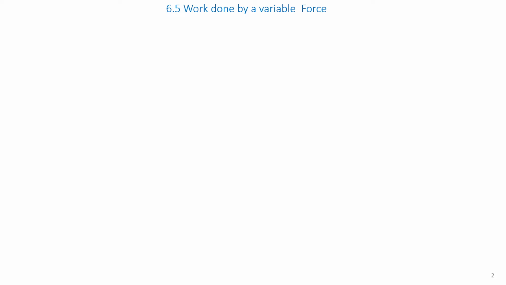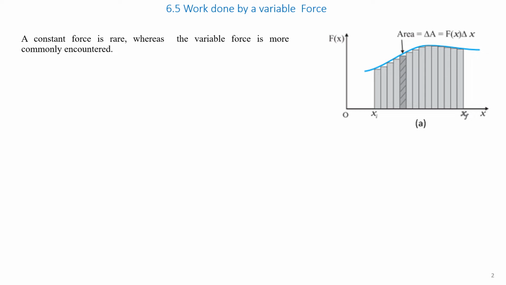Work done by a variable force. As said earlier, a constant force is very rare, whereas the variable force is more commonly encountered. To understand this concept, please refer to the diagram A on the right hand side.